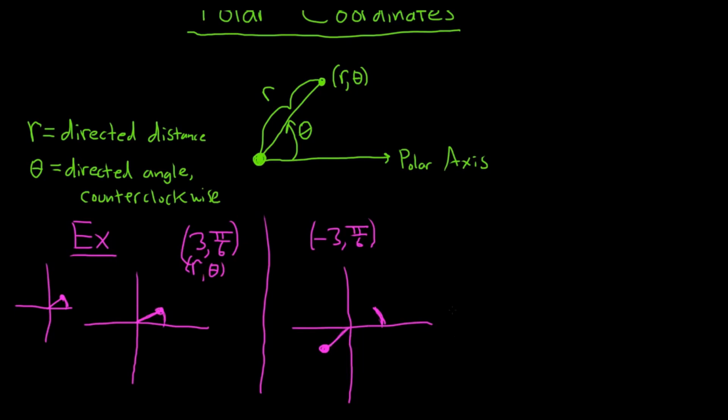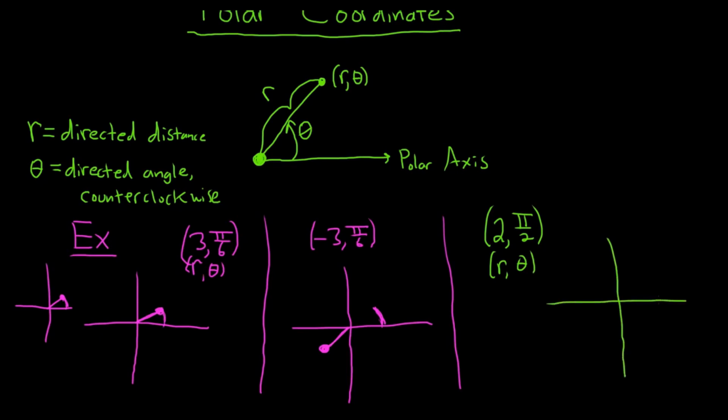Let's do a bunch more until you feel like maybe you get it. How about 2 comma pi over 2? Again, it's r comma theta. So first you travel pi over 2. When you do that, that's going to put you here at pi over 2, right? Because this angle here is pi over 2 on the unit circle. So there's your pi over 2. And then you go 2. So there's your point, and this distance here is 2.